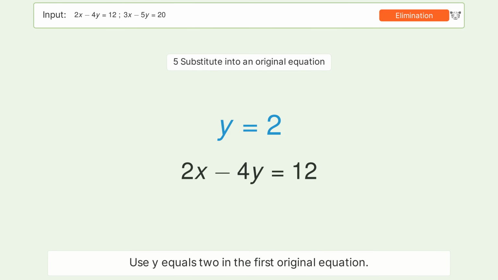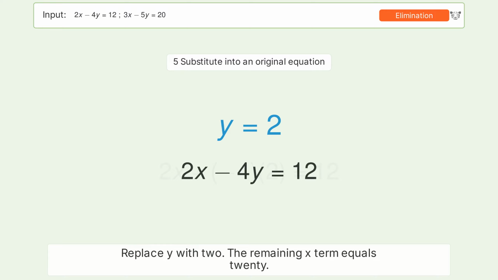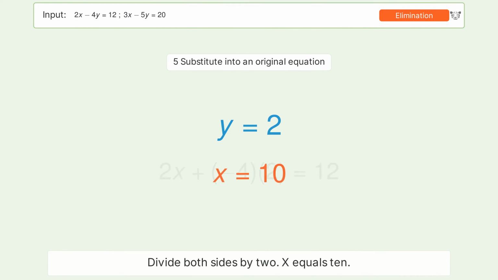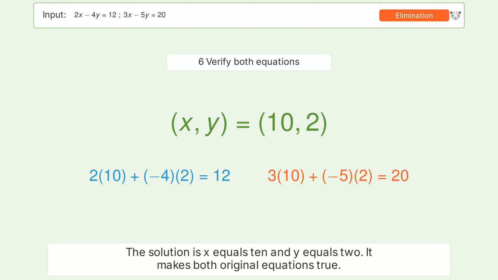Use y equals 2 in the first original equation. Replace y with 2. The remaining x term equals 20. Divide both sides by 2. X equals 10. The solution is x equals 10 and y equals 2. It makes both original equations true.